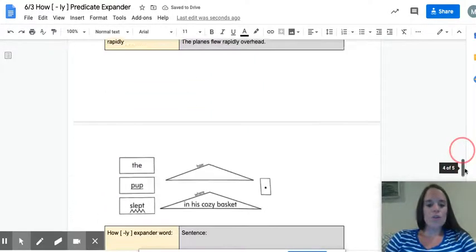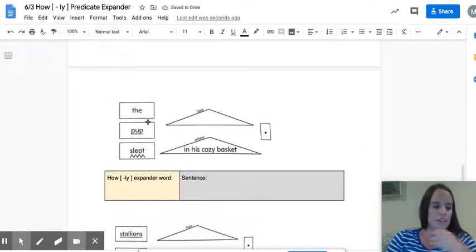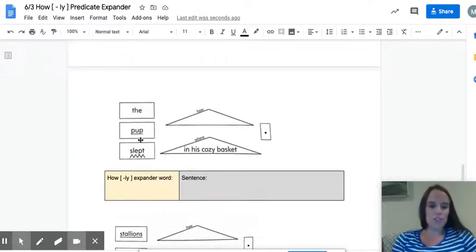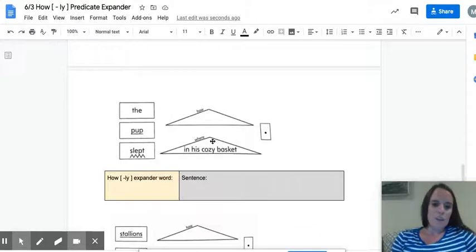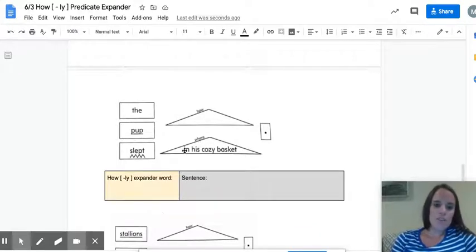So you're going to go down and same thing. You're going to have a list of different parts of the sentence. You'll have a subject, an action predicate, a where expander, or a prepositional phrase. Your job is to pick a how ly expander word from the word bank up top that will fit with the sentence, and then you're going to type the complete sentence in the gray box. Again, make sure that you're using capital letters at the start, that everything is spelled correctly, and that you have a stop sign at the end.